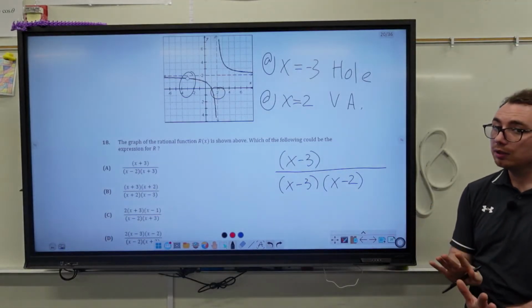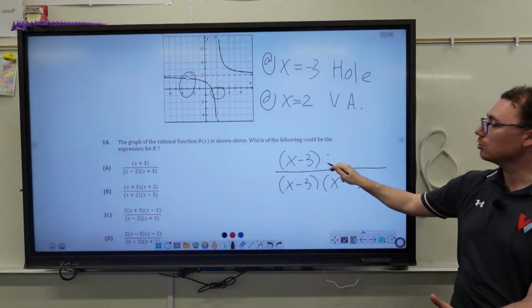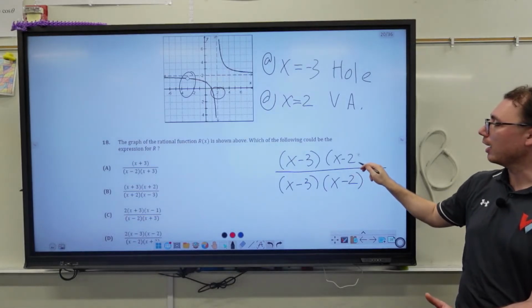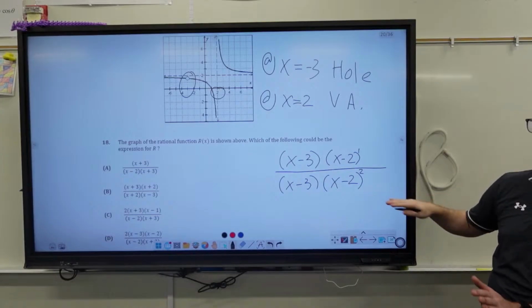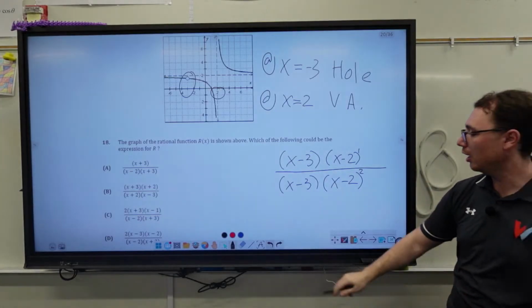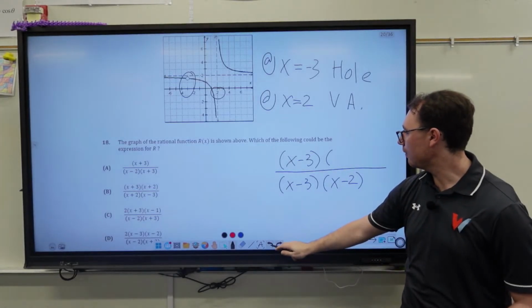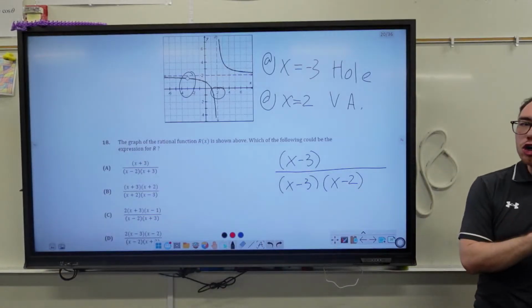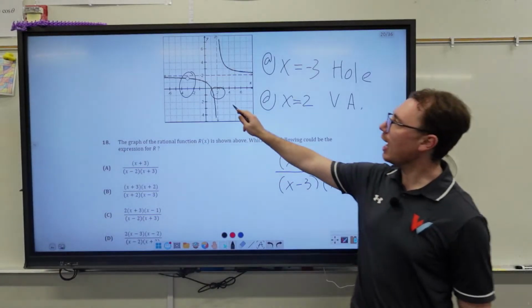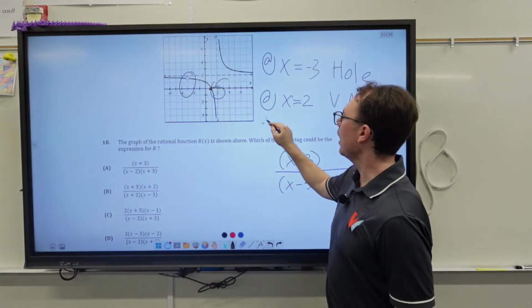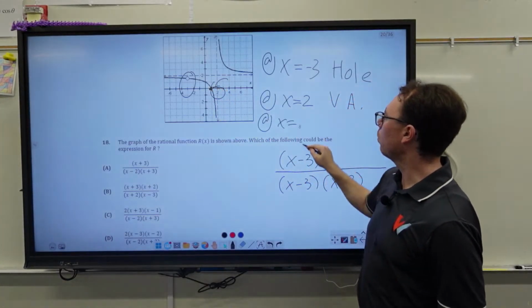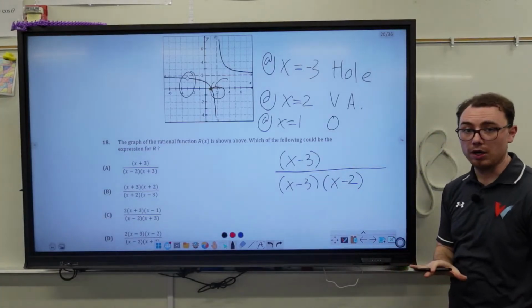Now again, we could have that situation where it's also in the numerator here, but the exponent is smaller in the numerator in that case. We're going to just get rid of that scenario. We just have this binomial in the bottom. Notice though, we actually have a 0 at this point here. So at x equals 1, we have a 0 on the graph.